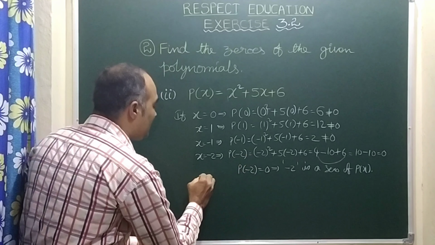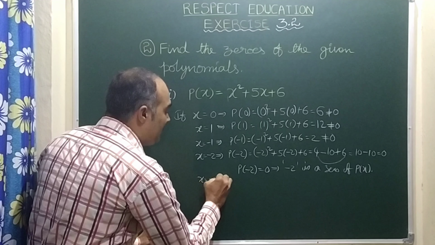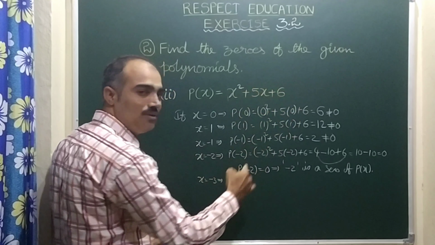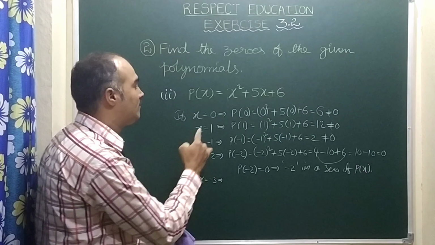So here let us take another number. If I take, for example, plus 3, again it becomes more, as every term is positive. So I am taking minus 3, children. So x equal to minus 3.